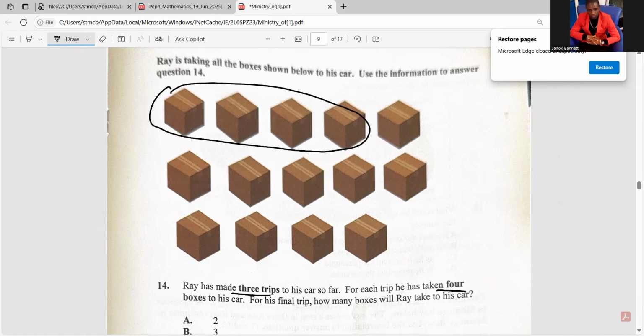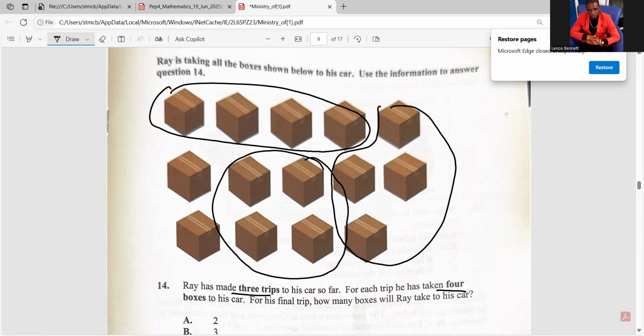Can I say this is trip 1, right? Trip. All right, so 2 left. So that would have been 2.